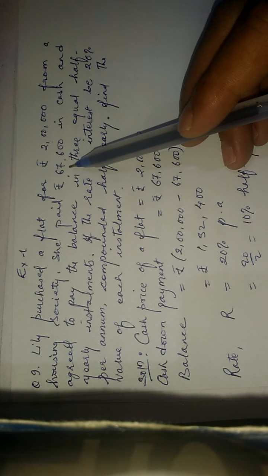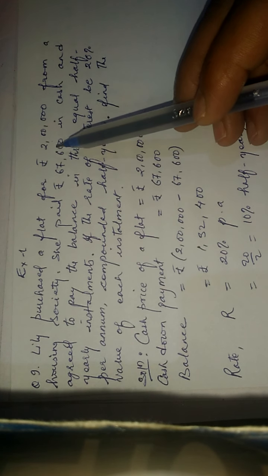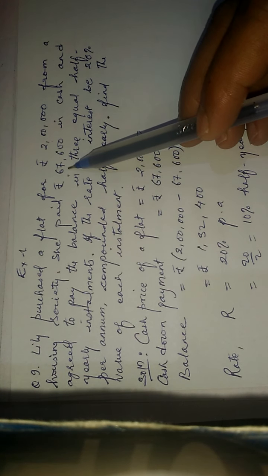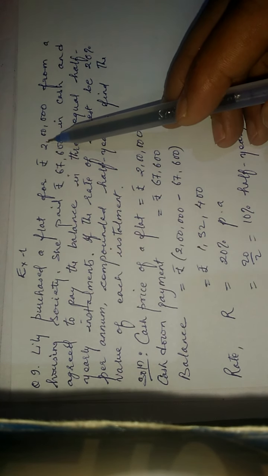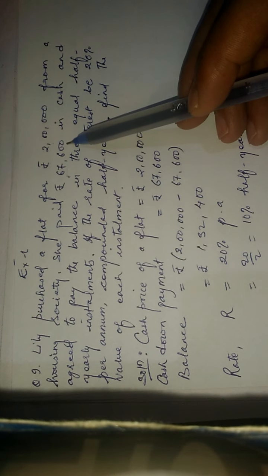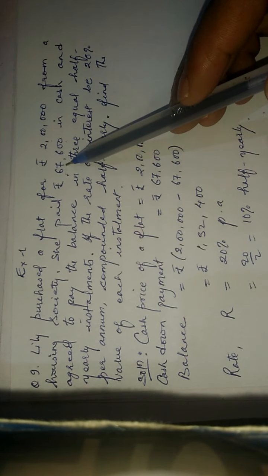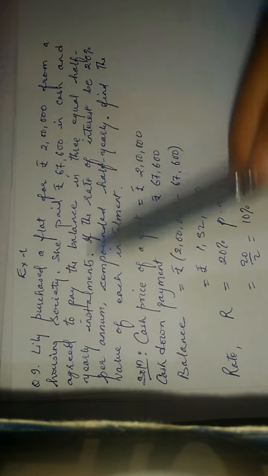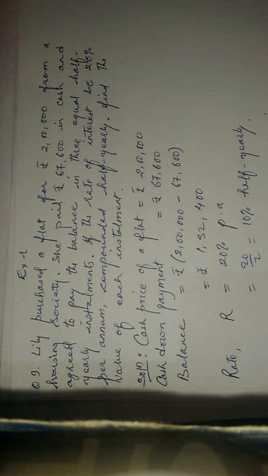She paid 67,600 in cash. That means at the time of purchasing the flat, she paid 67,600 only. Then the balance she agreed to pay in 3 equal half yearly installments. She has to pay the balance in 3 equal half yearly installments, 3 times she has to pay it back.